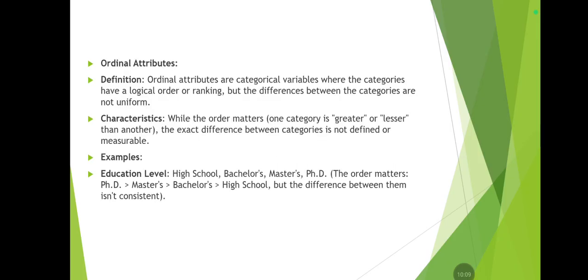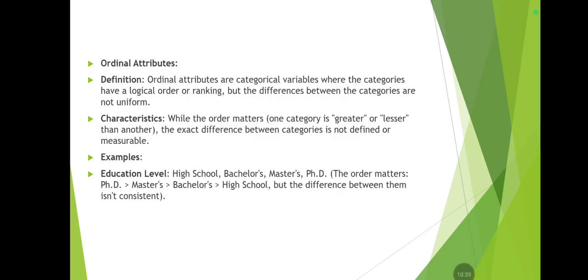The next, third one, ordinal attributes. Ordinal attributes are categorical variables where the categories have a logical order or ranking, but the differences between the categories are not uniform. While the order matters, one category is greater or less than another, the exact difference between categories is not defined or measurable.